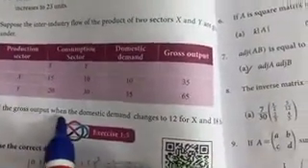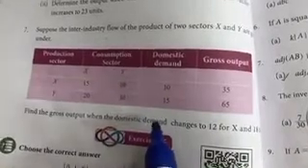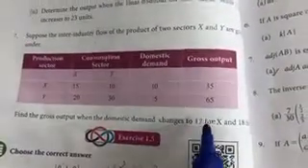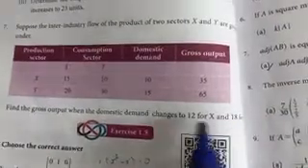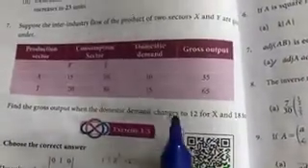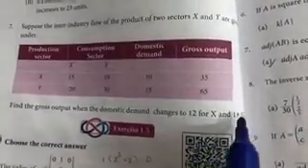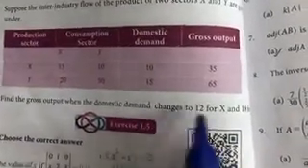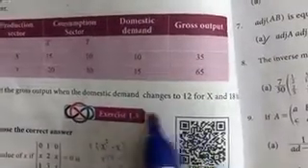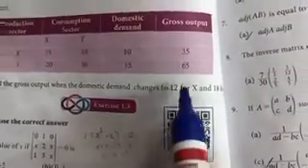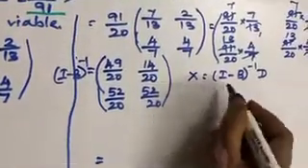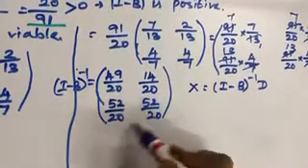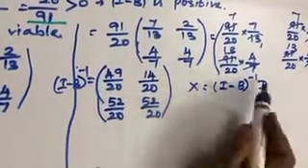The problem is given that find the gross output when the domestic demand changes to 12 for X and 18 for Y. So when the demand changes to 12 for X and 18 for Y, we have to find the gross output. So this is the D, our demand matrix D. This is (I minus B) the whole inverse. We have to multiply D with this matrix.